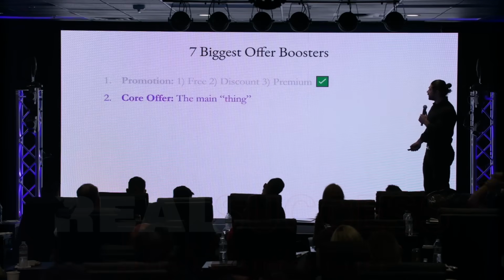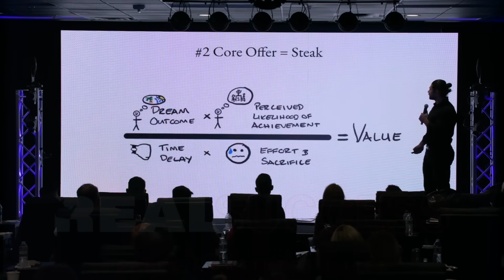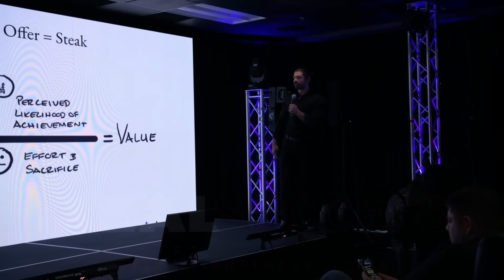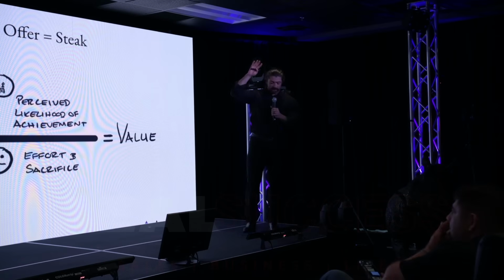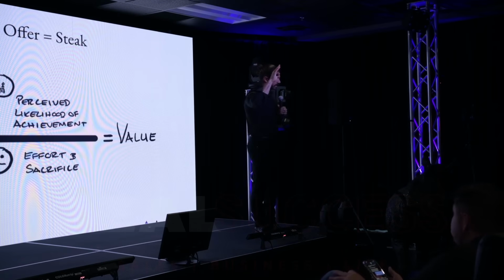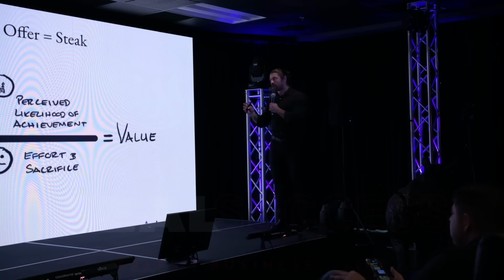So that's number 1. Number 2 is the main thing, all right? The steak. Most of the times when someone is working on an offer of some type, they've got some sort of service, it's really boring and it's not very attractive, right? And so there are 4 variables to value that we've broken down after looking at this at a lot of times and looking at a lot of offers.